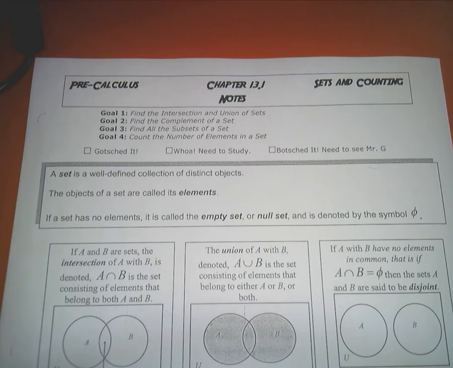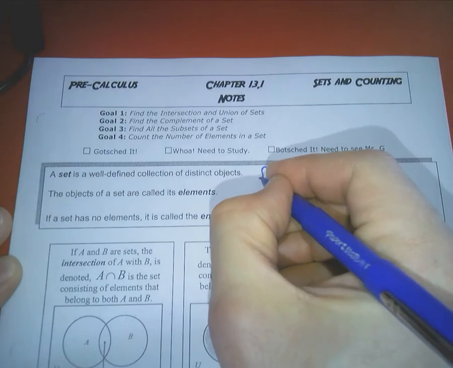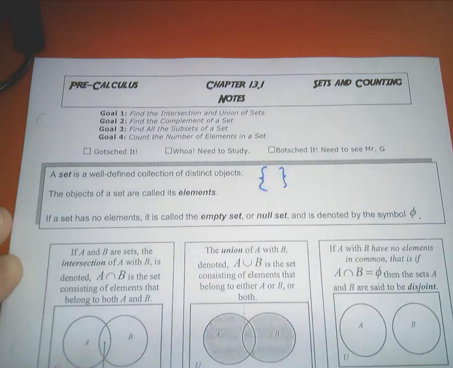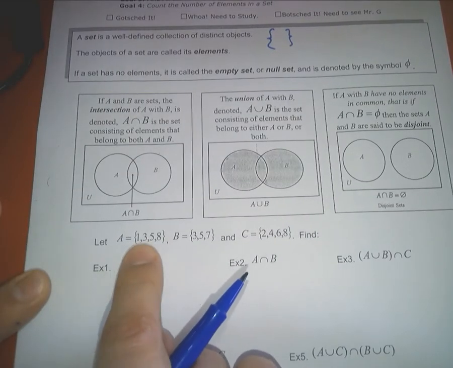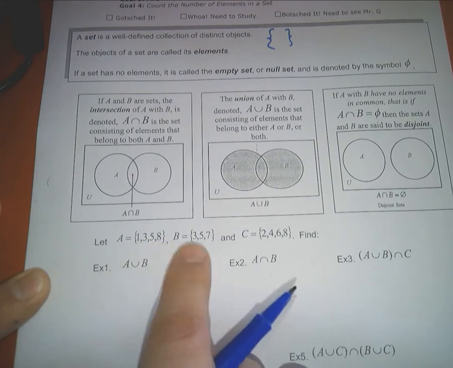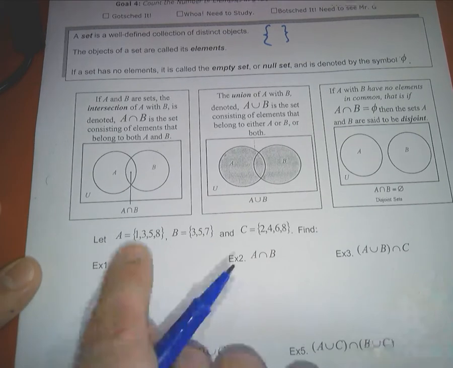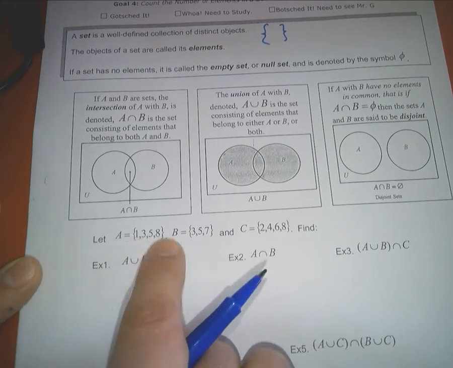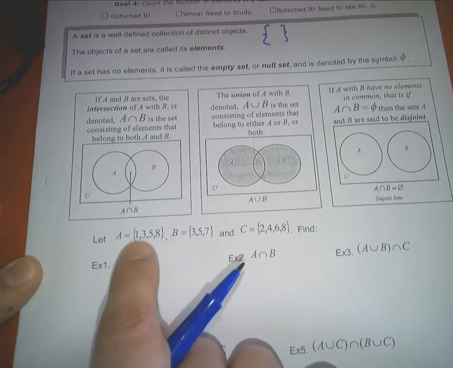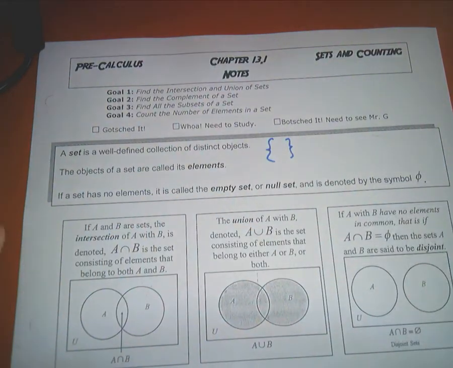A set is a well-defined collection of distinct objects. So for example, we're going to use little brackets, okay? And for example, you might see set A is 1, 3, 5, and 8. Set B is 3, 5, 7. Set C is 2, 4, 6, 8. These objects inside are elements. So 1, 3, 5, and 8 are the elements in set A, okay? And we would say that set A has 4 elements. Set B has 3, 5, 7. It has 3 elements. All right, so the objects of a set are called the elements.